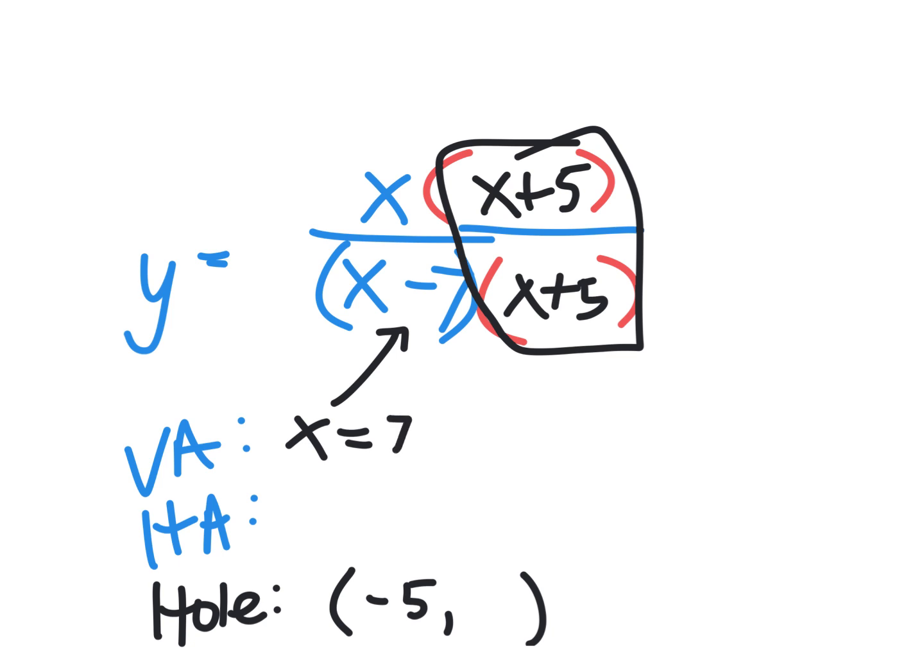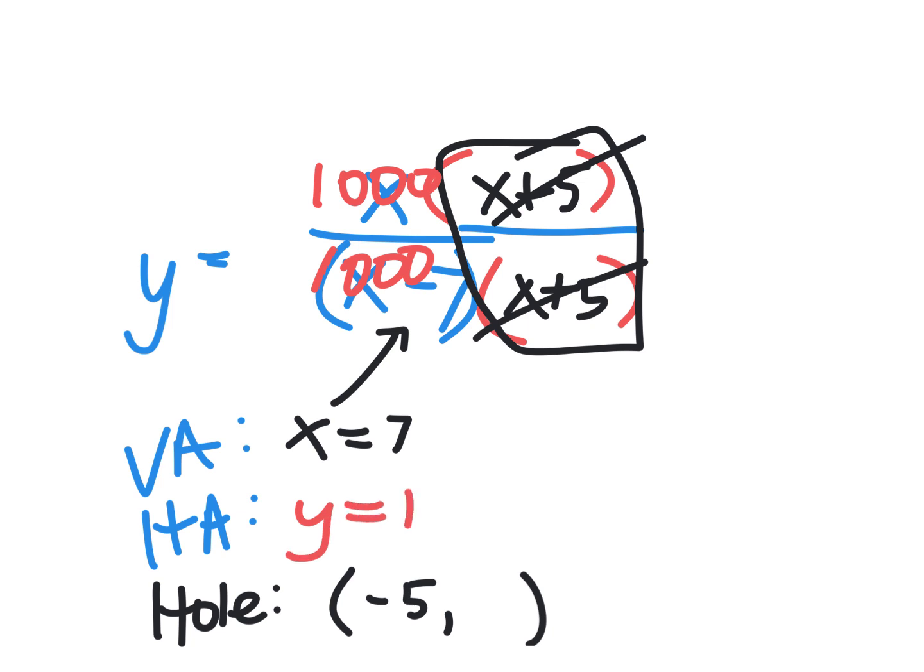The horizontal, after these cancel, I'd put in 1000 here and 1000 here. Now I know 7 is something, but it's really not much. It's pretty much 1000 on the bottom and 1000 on the top, and that cancels, but it doesn't cancel to nothing. What's 1000 divided by 1000? 1. So y equals 1.